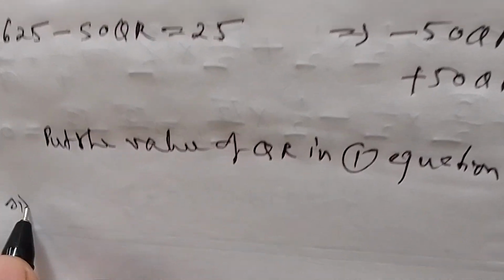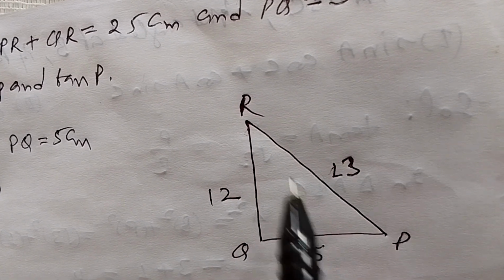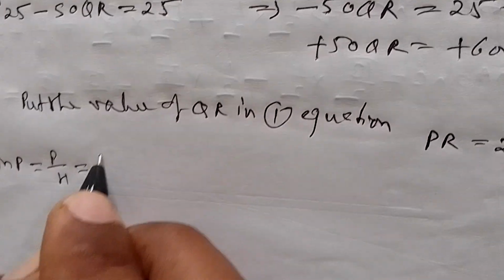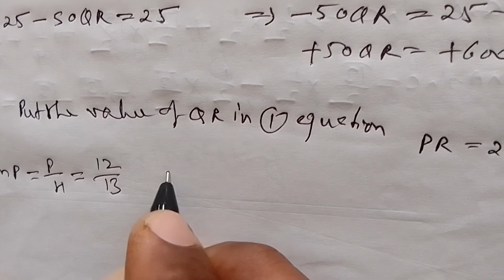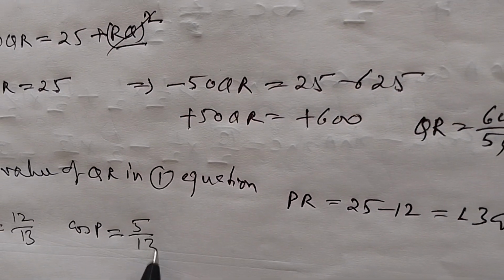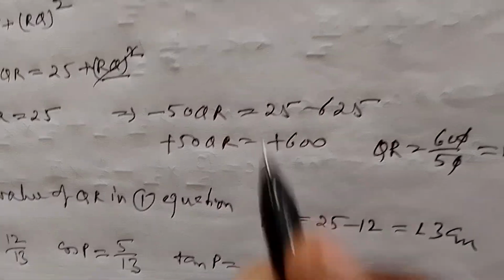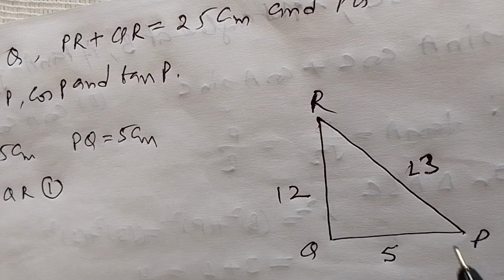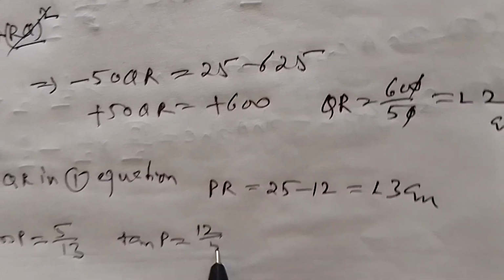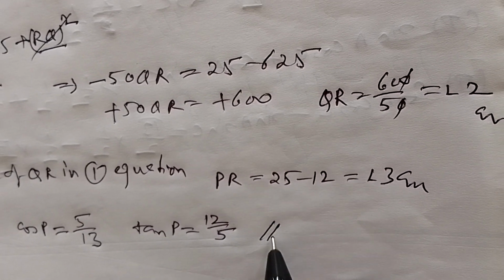From this we can find sin P. For angle P, sin P is perpendicular divided by hypotenuse, that is 12 by 13. Cos P is base divided by hypotenuse, that is 5 divided by 13. And tangent P is perpendicular divided by base, that is 12 by 5. That is the answer of this question.